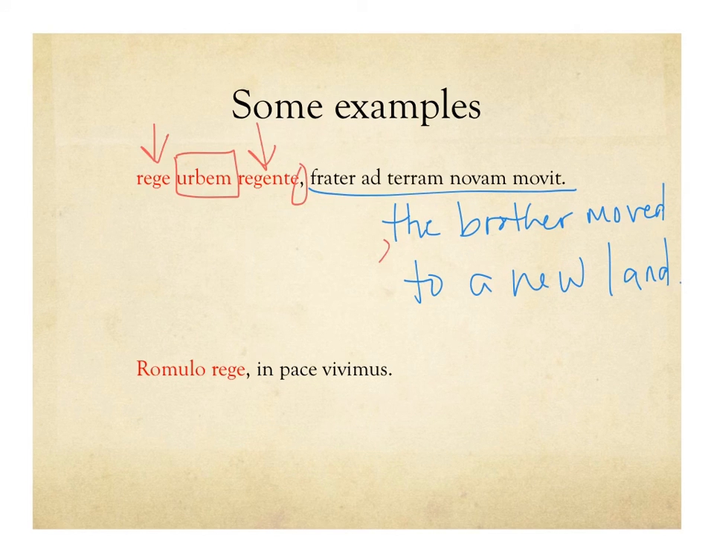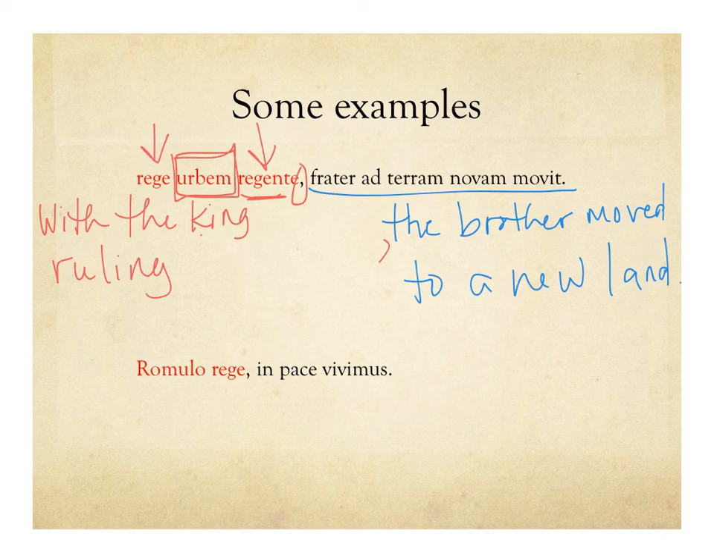But we've got this ablative absolute at the beginning with rege, so we can start with "with the king regente ruling," and then what is he ruling? Urbem, ruling the city. The brother moved to a new land. And again, you could say "since the king was ruling the city," or "while the king was ruling the city, his brother moved to a new land." Any of those are fine. Again, context will always help you figure out what the best translation is.